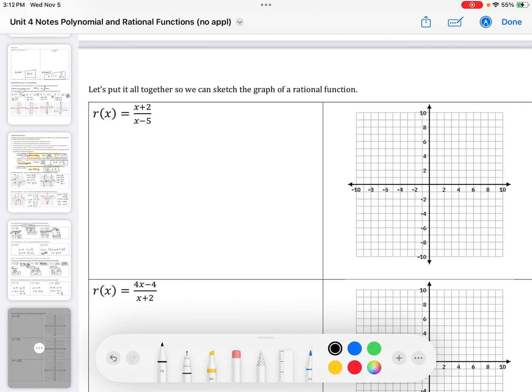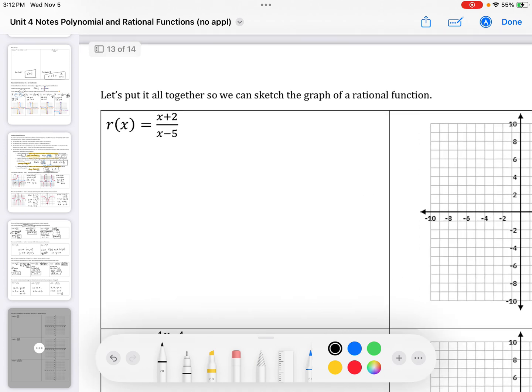All right, it's time to graph a rational function. So we're going to find the x-intercepts, y-intercepts, the vertical asymptotes, horizontal asymptotes, if any, and then we're going to use x values, test values, to know the behavior on either side of the vertical asymptotes. So let's start with horizontal asymptotes.